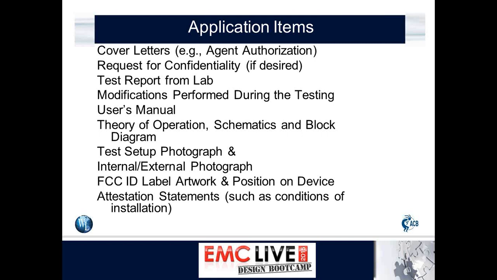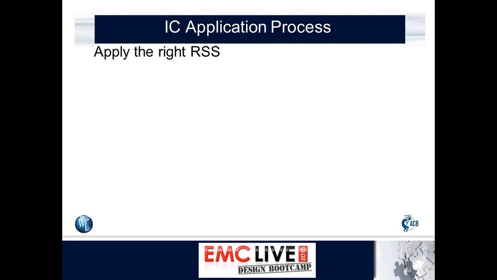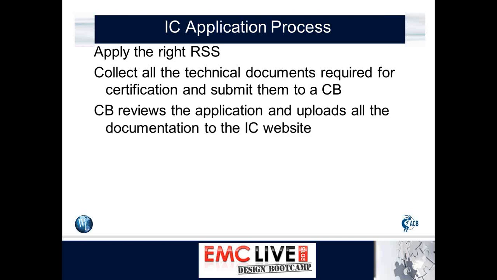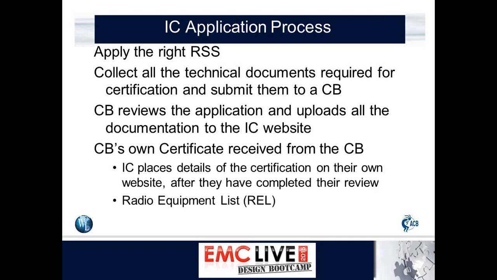All these items have to be collected for the application. For Industry Canada, you have to apply the right standard as we discussed, collect all the technical documents required for certification and submit them to the certification body. The certification body reviews the applications, uploads all the documents to the IC and FCC websites, and issues its own certificate. The IC certificate you'll get right from the CB, and the equipment gets listed on the radio equipment list in Canada.